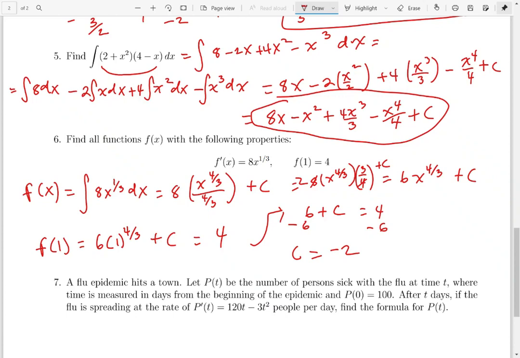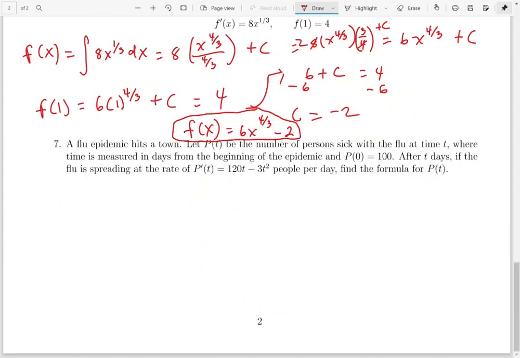And so now I know specifically that my function f of x is actually 6x to the 4/3 minus 2. And so we found the specific function that we were looking for. And we're done.